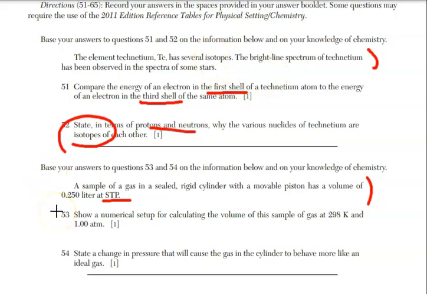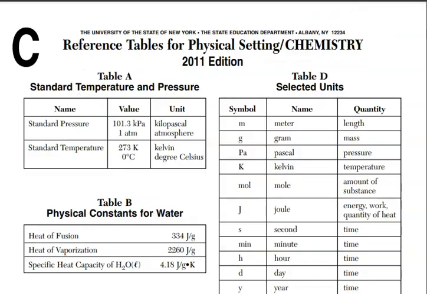Show a numerical setup for calculating the volume of this sample of a gas at 298 K and 1 atm. We need the combined gas law also to do this, and let's set it up. Reference table A gives us our values for STP. When it comes to temperature, no matter what, for gas law questions, temperature always has to be in Kelvin. For pressure, you're going to use either kPa or 1 atm, depending on the units for the other parameters. In this question, it was atm, so we want to stick with atm. You want to make sure that you're consistent on both sides of the equal sign.